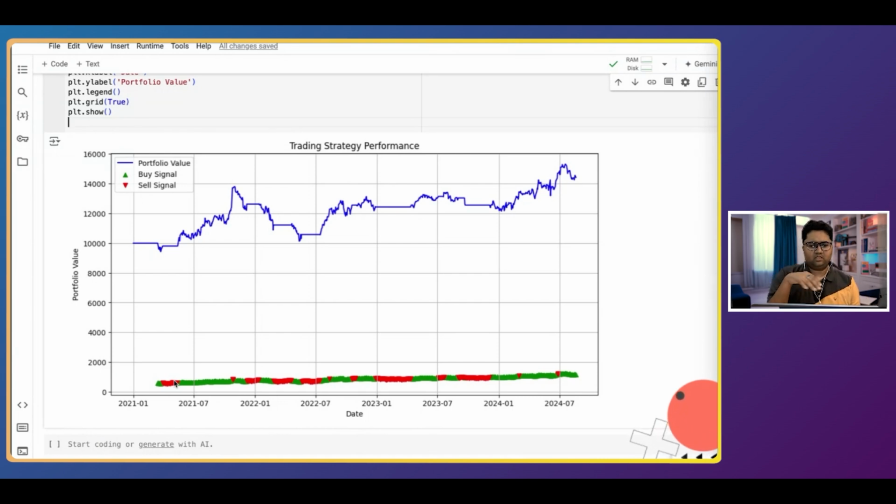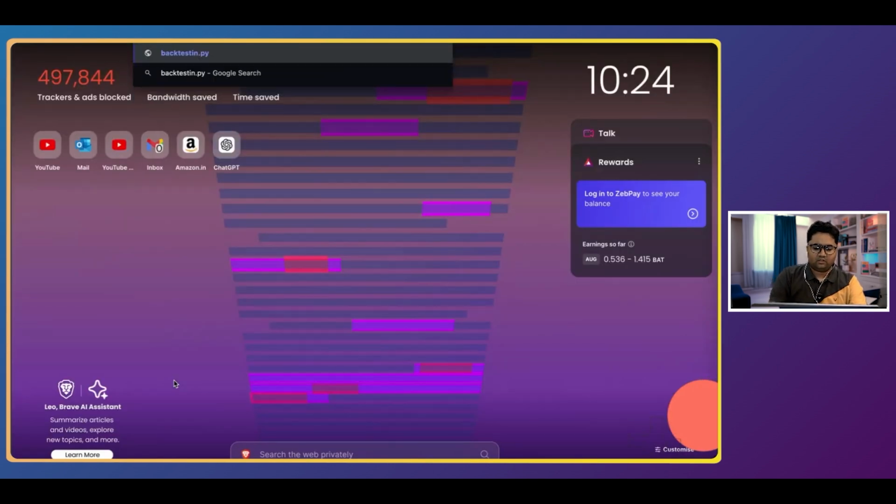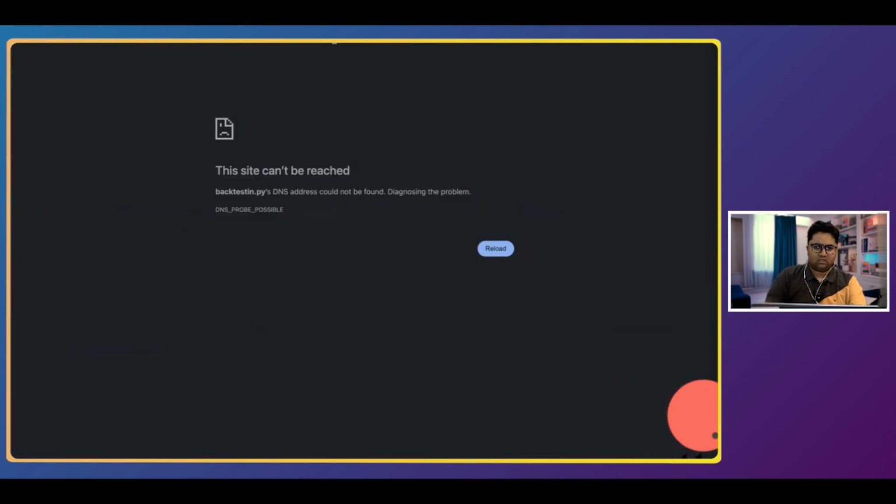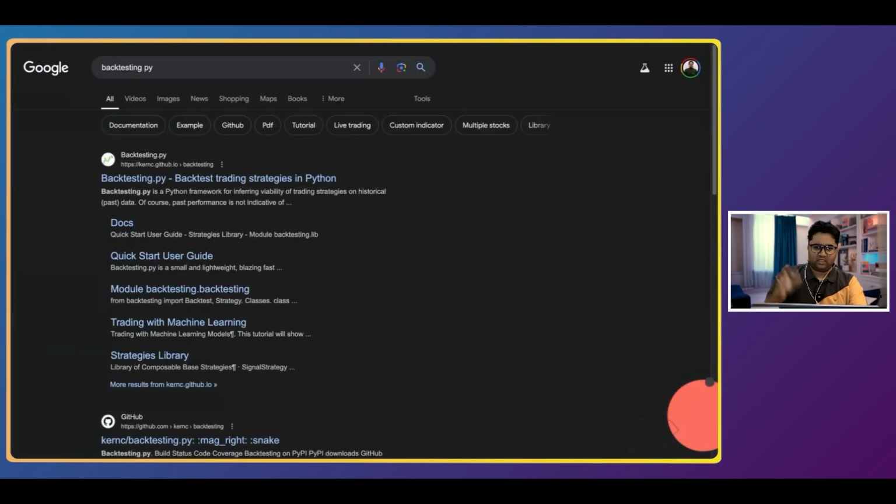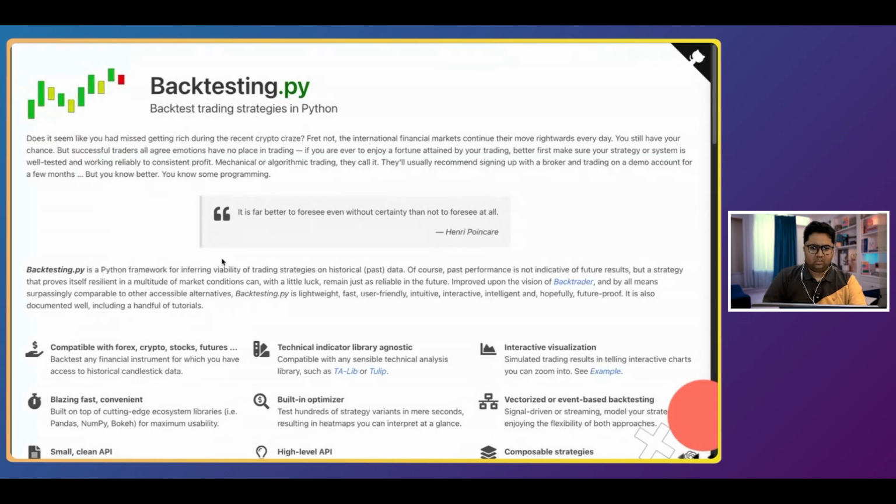Then the blue line is also showing you the portfolio value for this strategy. Again, there are better libraries out there. For example, I can show you something like backtesting.py, which is something I highly recommend. Again, videos are lying on my channel. Please take a look at it. This is a great library.